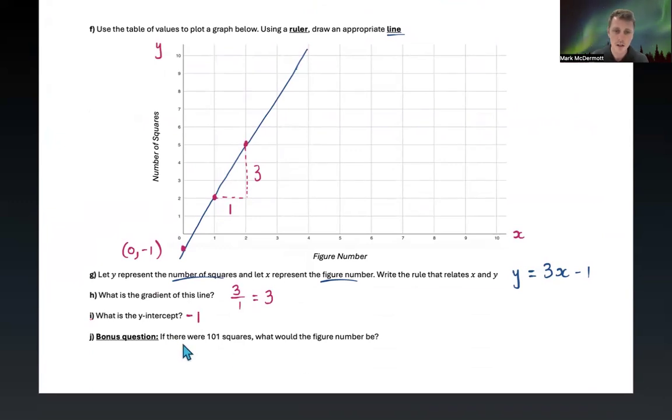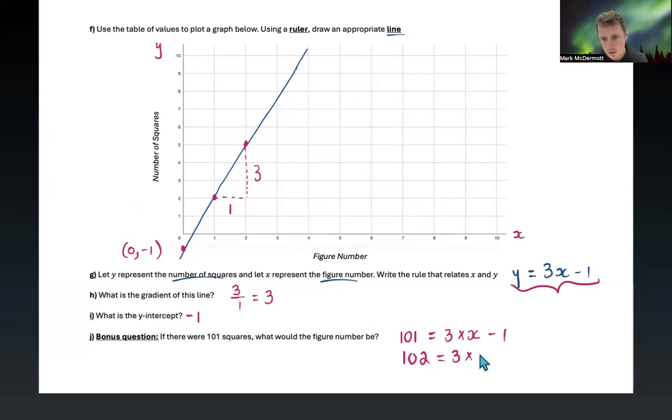Okay, bonus question. If there were 101 squares, what would the figure number be? Okay, well, let's use our rule here. We know that the number of squares is our y value. We just use shorthand. So 101 equals 3 times x minus 1. So some number multiplied by 3 minus 1 equals 101. Well, let's work this out. What we can do is just think in reverse. We took some number multiplied by 3 and subtracted 1 to get 101. So if we add that 1 back to 101, we're going to get 102 equals 3 times x.